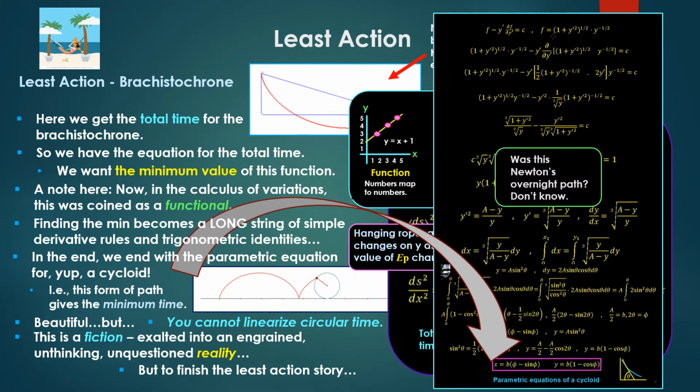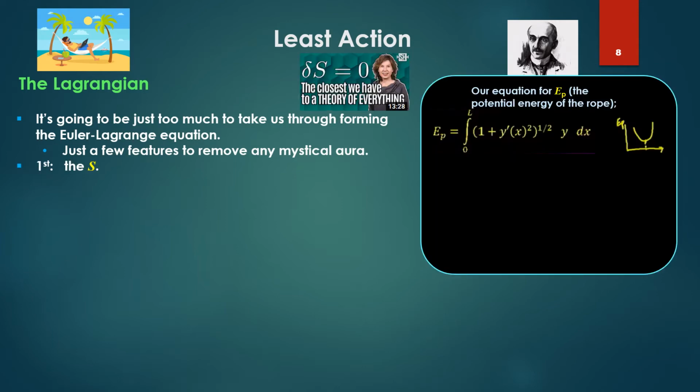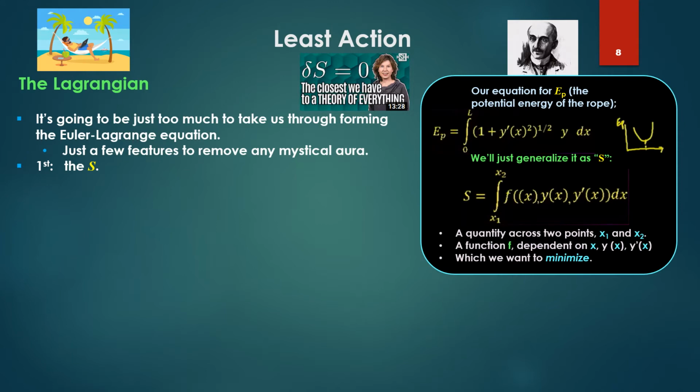But to finish the least action story, it's going to be just too much to take us through forming the Euler-Lagrange equation in detail. So just a few features to remove any mystical aura. First, the S. Now we saw our equation for the potential energy, the total potential energy of the rope, P. And we can just generalize this as S. That is, we'll call S a general function from x1 to x2. And the idea is it's a quantity across two points, x1 and x2. And it's a function f dependent on x, y of x, and y prime of x. It is the rate of change of y with respect to x. And it's something we want to minimize as a total quantity. Now the delta S. Well, we'll see more on this in a bit.